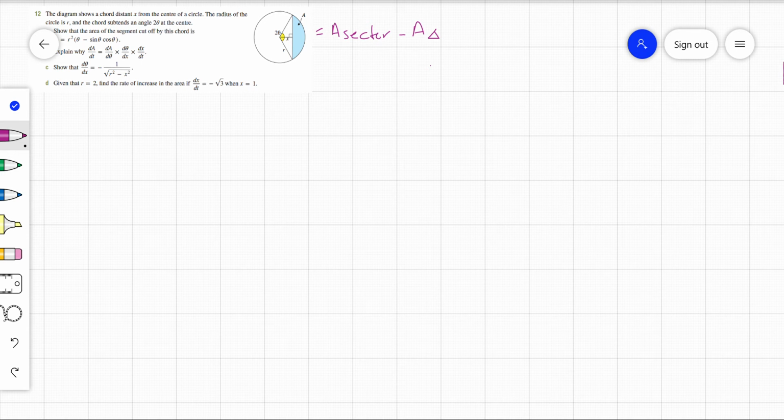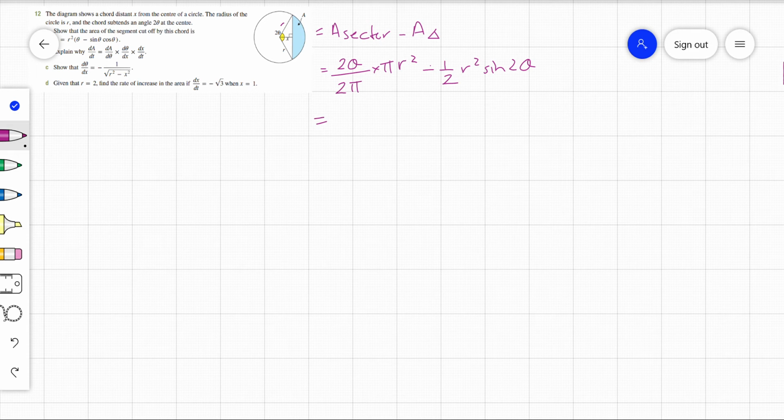Now the area of the sector is 2 theta out of a whole round, so 2 pi, of the circle, area of a circle, which is pi r squared. And the area of the triangle using half AB sine C. So A and B are both R. We've got R there and R there, so AB is R squared. Sine of the angle is 2 theta.